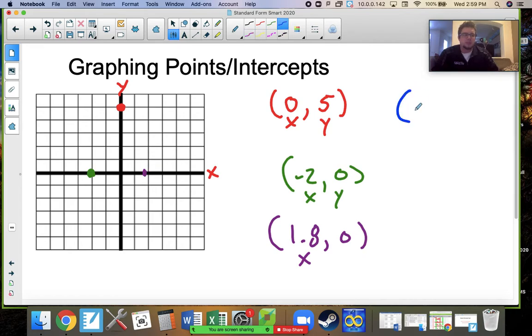And then last but not least, maybe I've got 0, -3.1. If I have that, it's going to be slightly beyond -3. So 0 on the x-axis, but 1, 2, 3, and 3.1 right there.